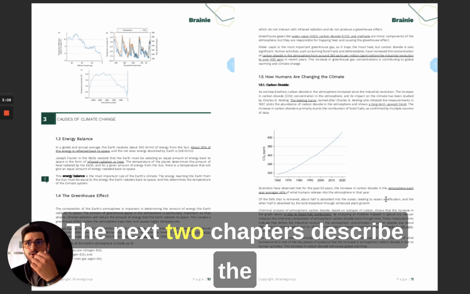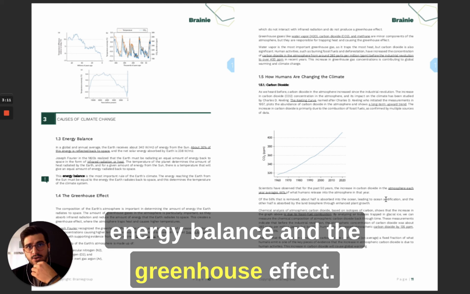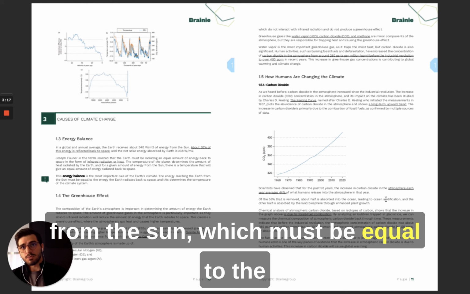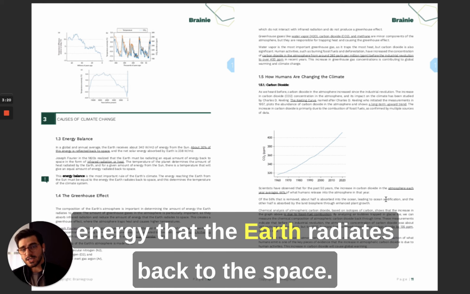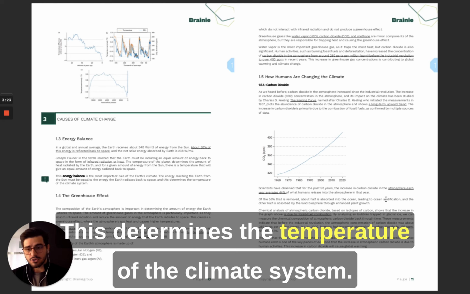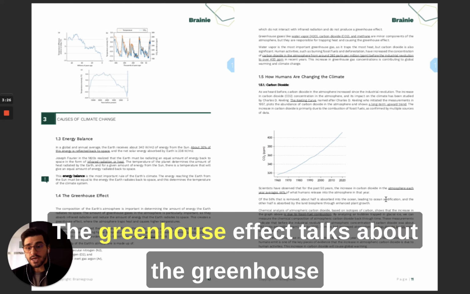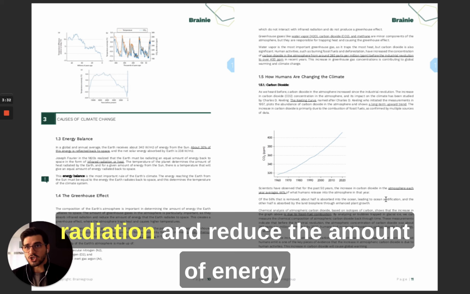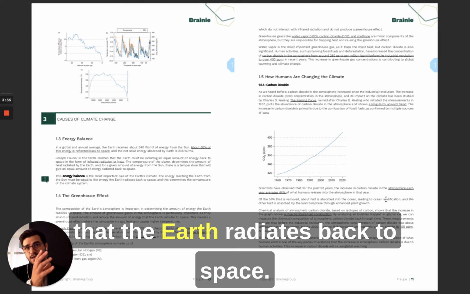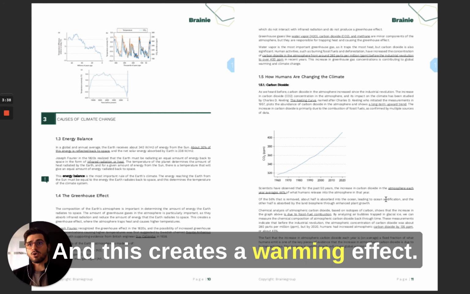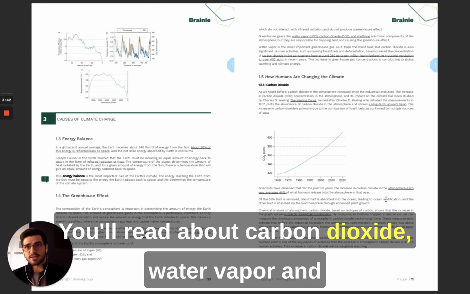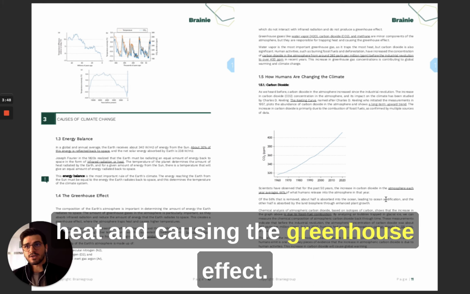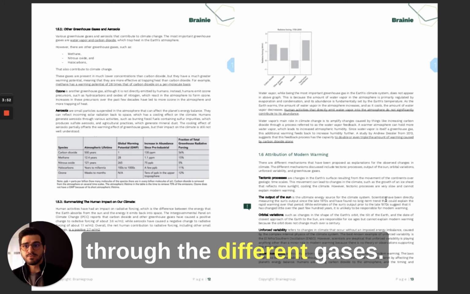The next 2 chapters describe the energy balance and the greenhouse effect. The energy balance is the energy reaching the Earth from the sun, which must be equal to the energy that the Earth radiates back to space. This determines the temperature of the climate system. The greenhouse effect talks about the greenhouse gases in the atmosphere, which absorb infrared radiation and reduce the amount of energy that the Earth radiates back to space, and this creates a warming effect. You'll read about carbon dioxide, water vapor, and methane, which are responsible for the trapping of heat and causing the greenhouse effect.